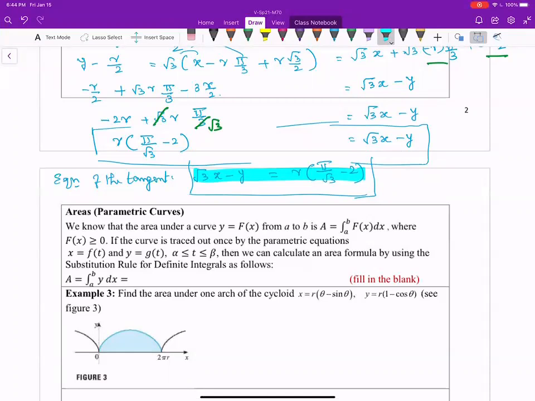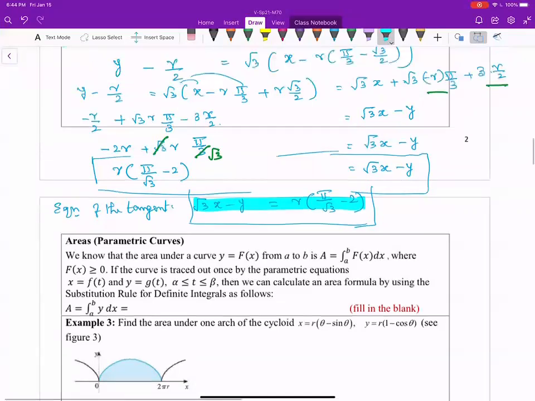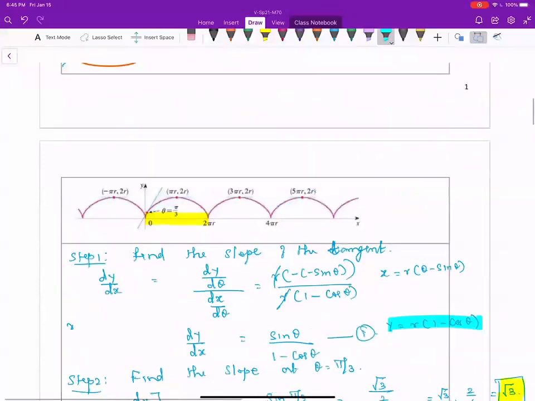Welcome everyone. This is part B of section 10.2. It is calculus with parametric curves.